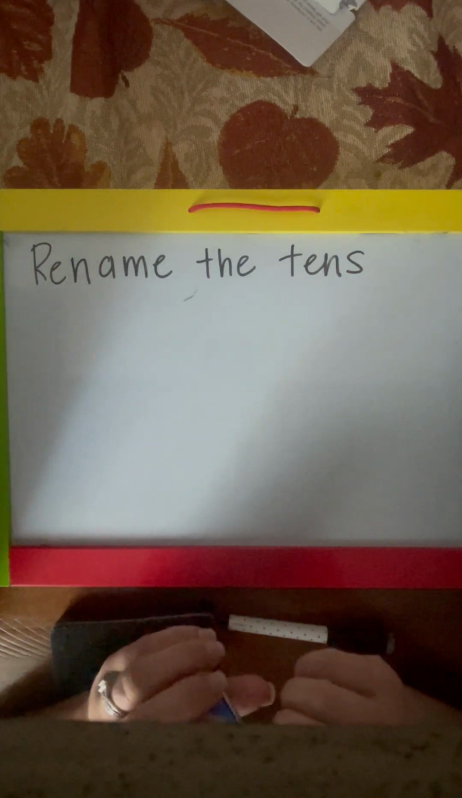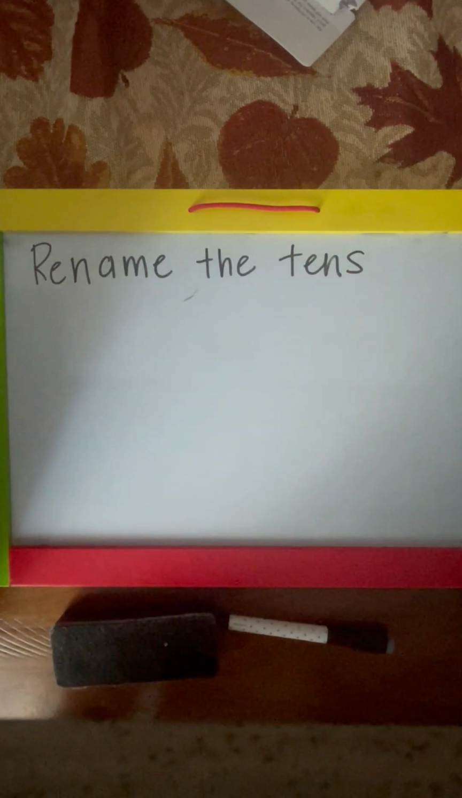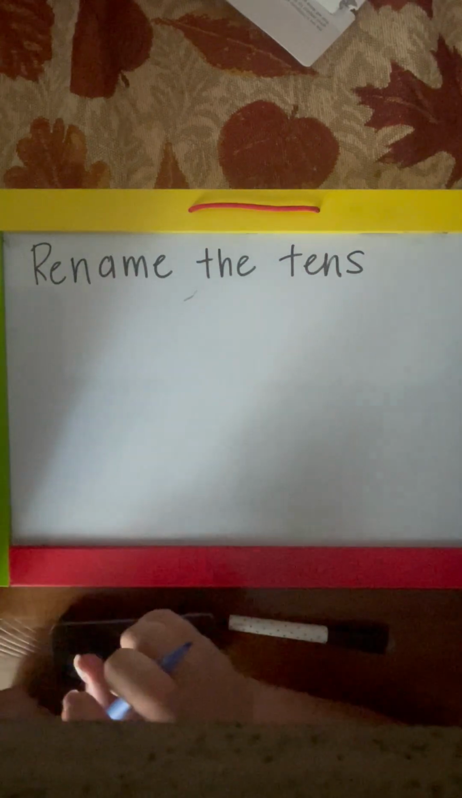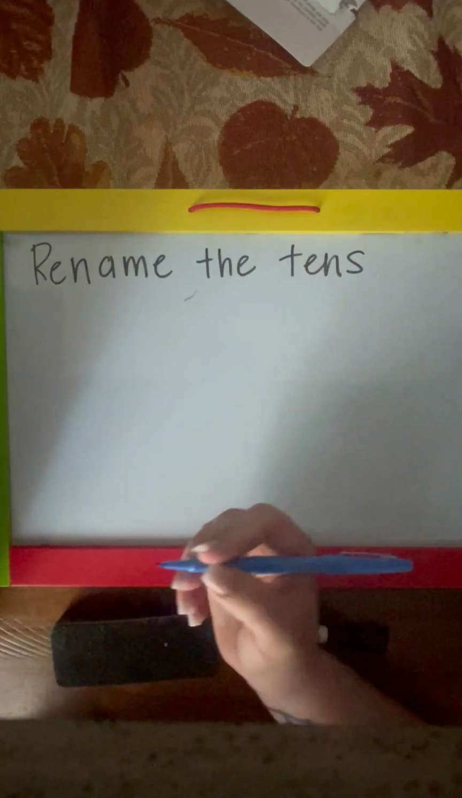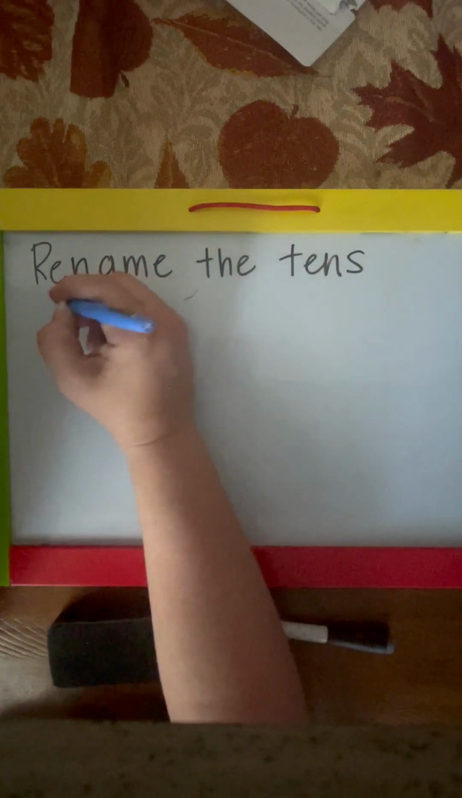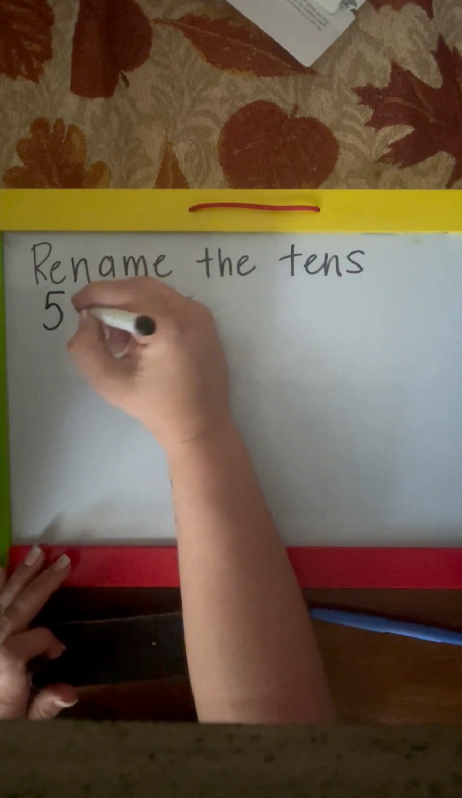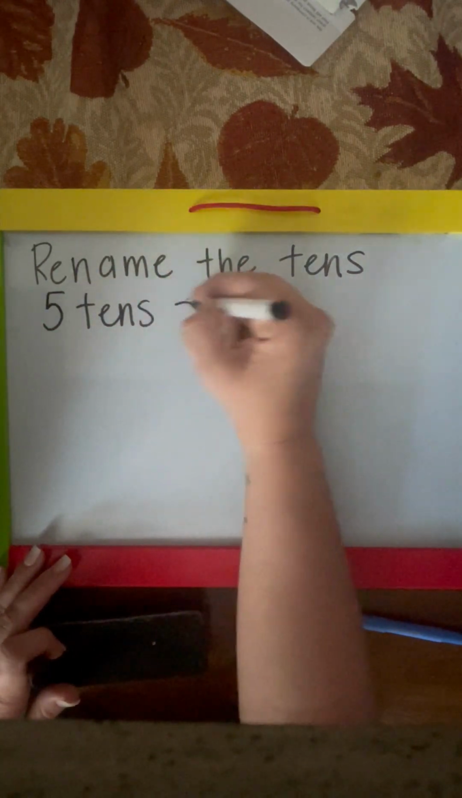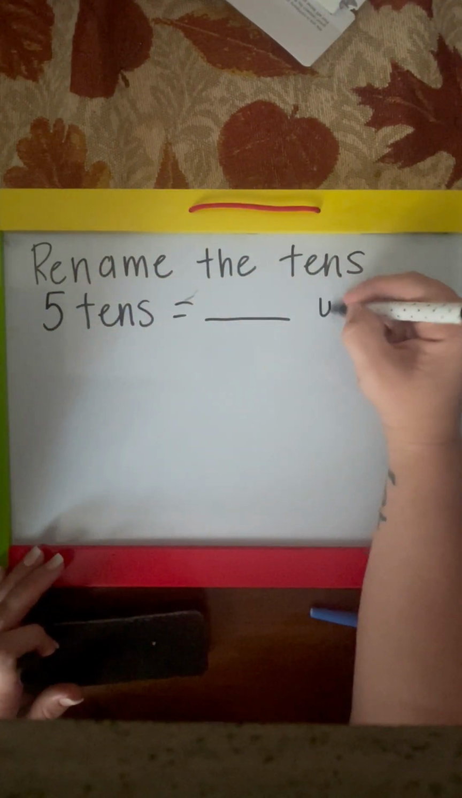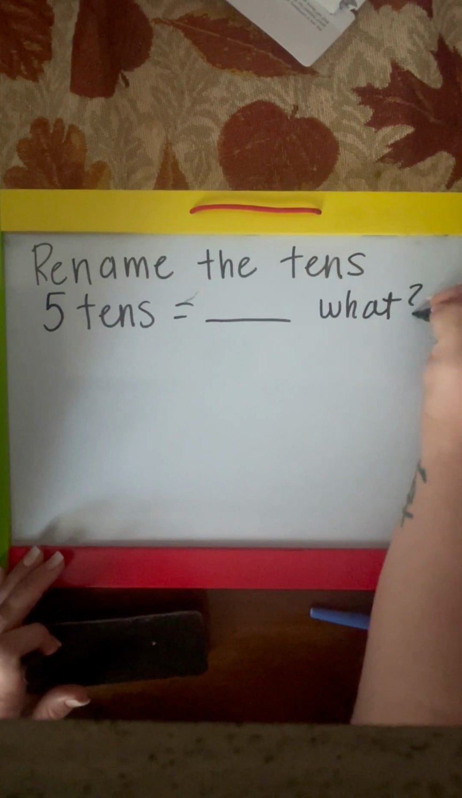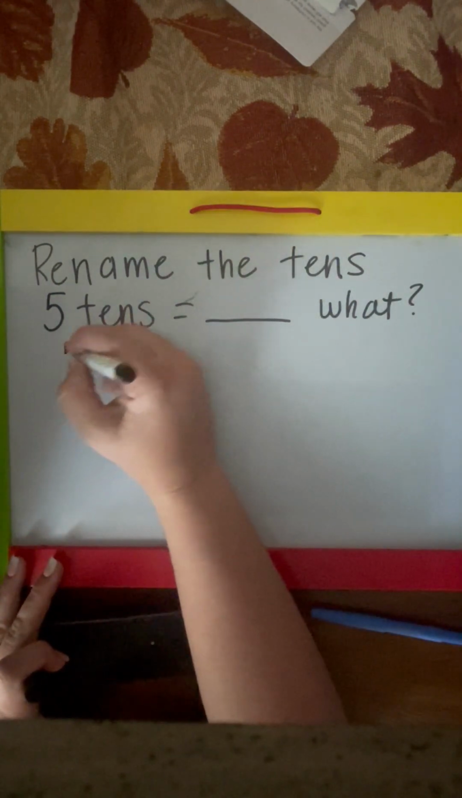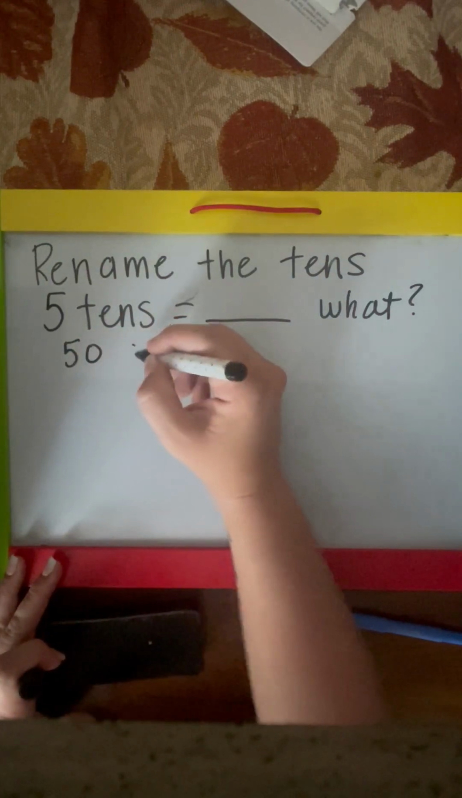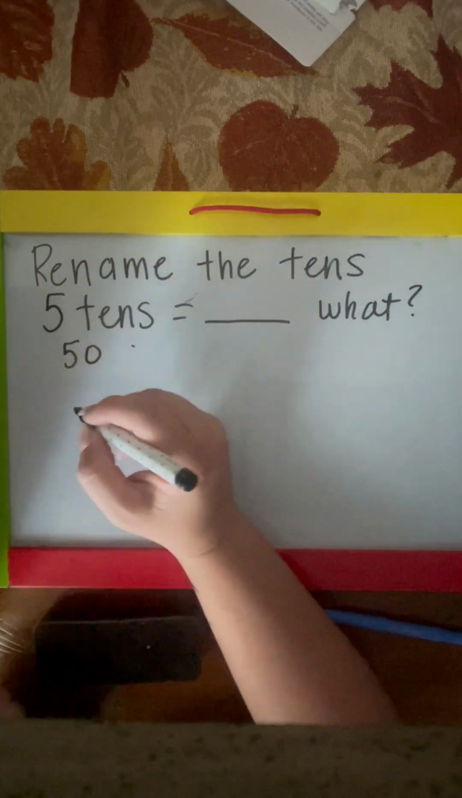So first, let's rename the tens. I'm going to write how many tens, and you're going to say the value of the tens. So for example, if I was going to say 5 tens equals what? What would that be, class? 50. Good job. Now let's do another example.